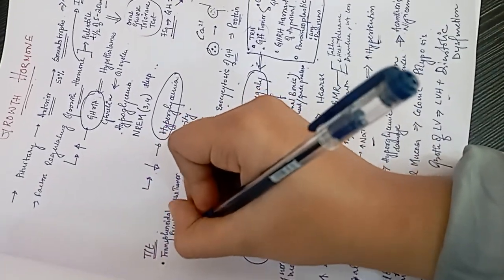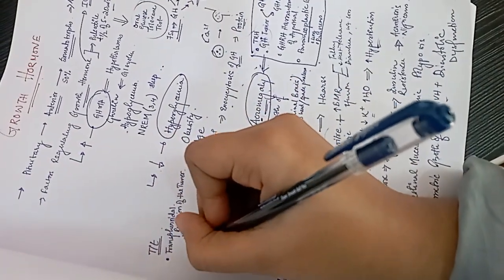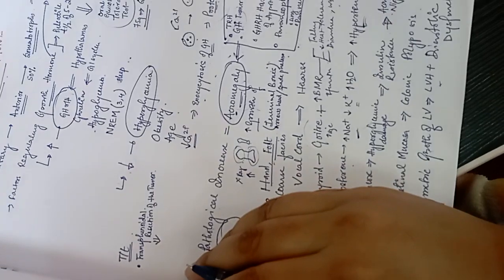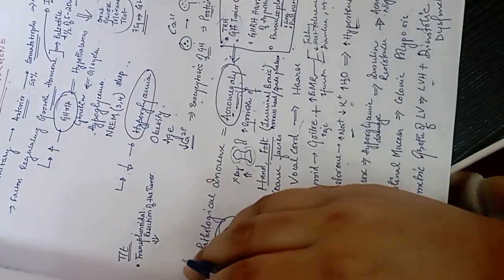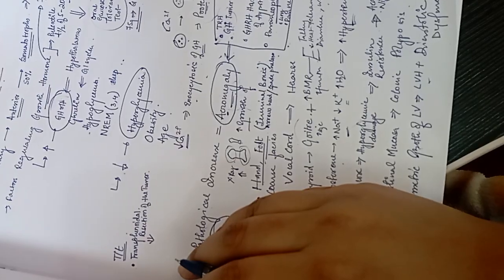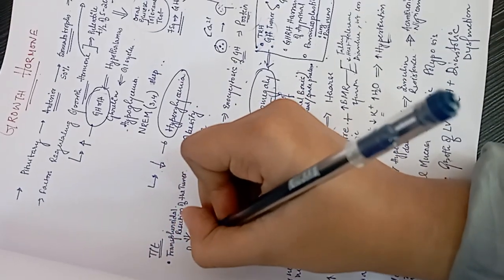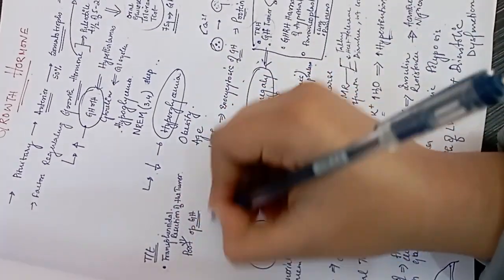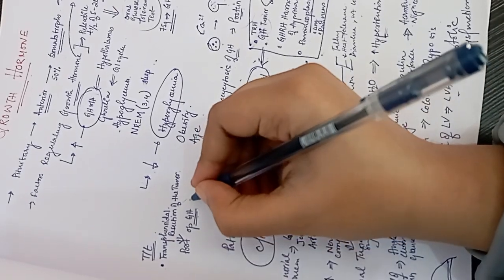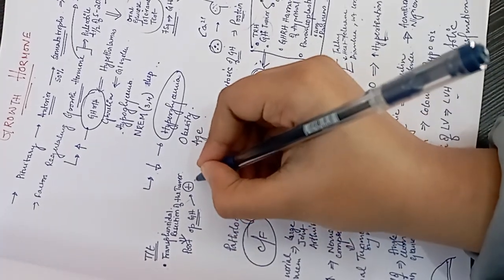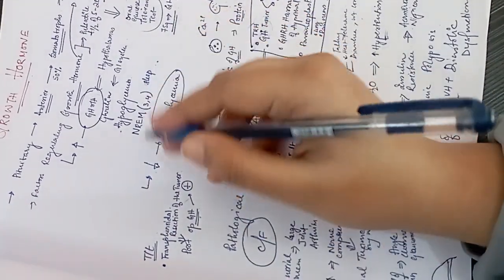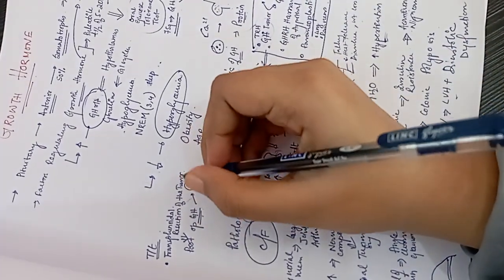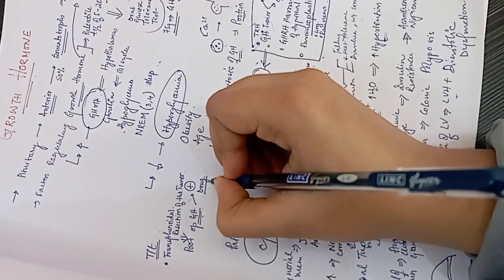And then after transsphenoidal resection, we measure the post-op growth hormone. If it is negative, we don't have to do anything. If it is still present, we go for drugs. First line is surgical, and then if it is still present, we go for drugs.